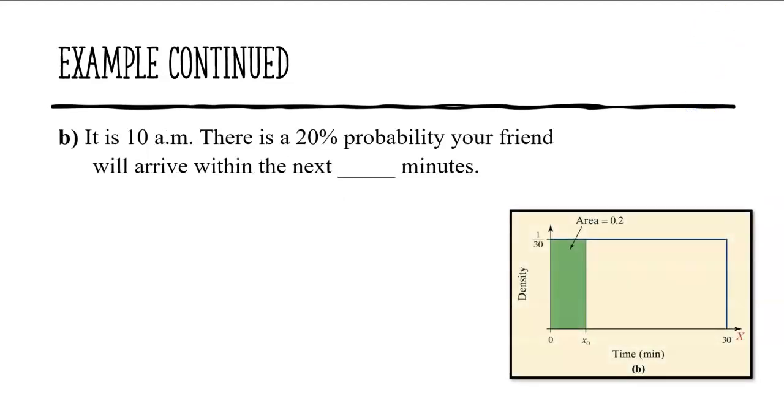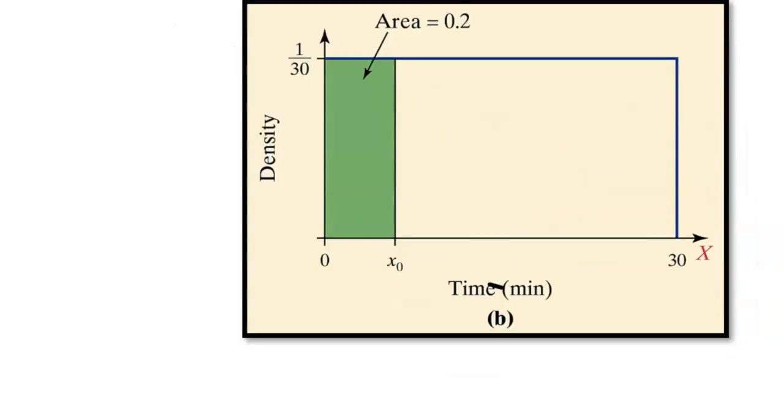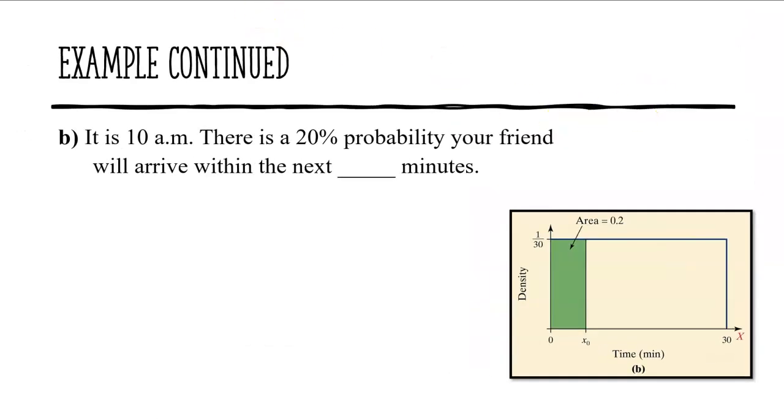All right, it is 10 a.m. There is a 20% probability your friend will arrive within the next blank minutes. We need to figure out how many minutes it will be if there's a 20% chance. What we have here is a region that's highlighted, and it goes to some number which we don't know. That's what we have to find. So it goes to some number x naught here, and the area is 0.2. Where did that 0.2 come from? It came from this 20%. If you convert that to a decimal, that is 0.20. So the probability is 0.20.